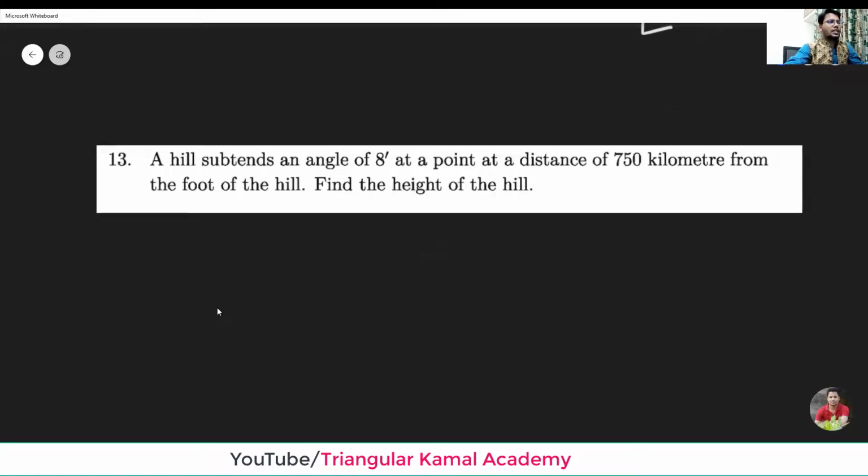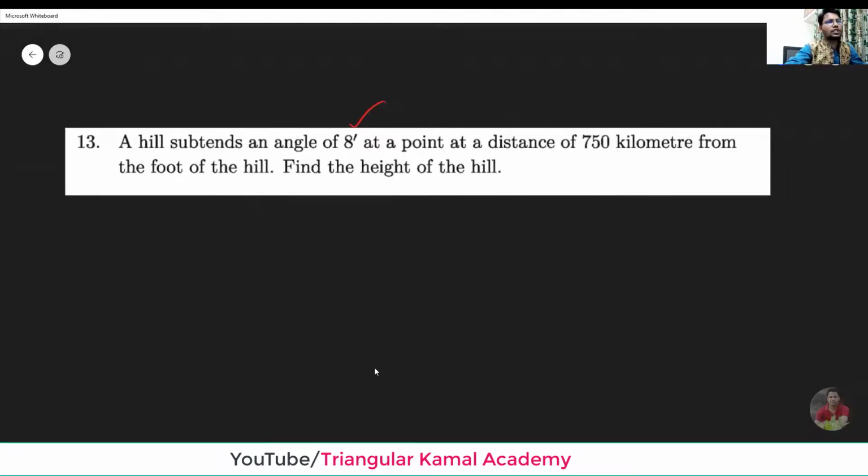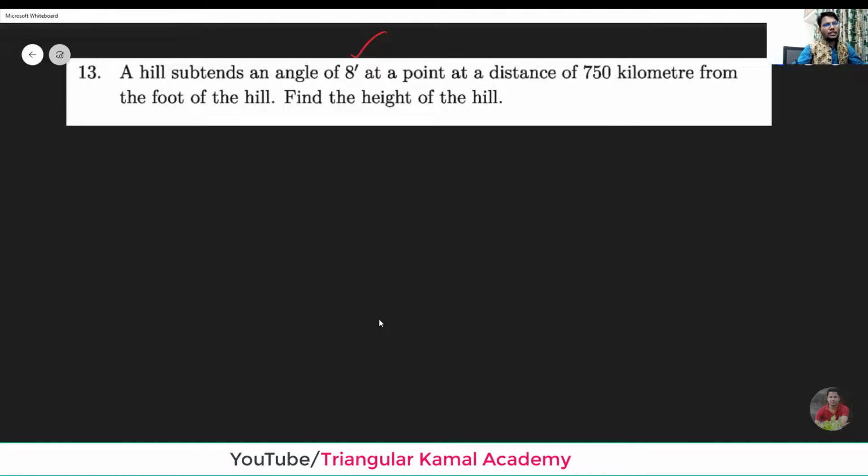Find the subtended angle. A hill subtends an angle of 8 minutes at a point at a distance of 750 kilometers from the foot of the hill. Find the height of the hill. So here, suppose this is a circle, and this is a hill. Just imagine this one, this is a hill.